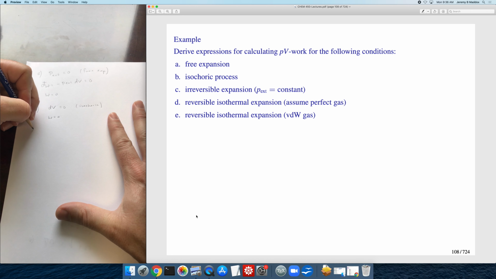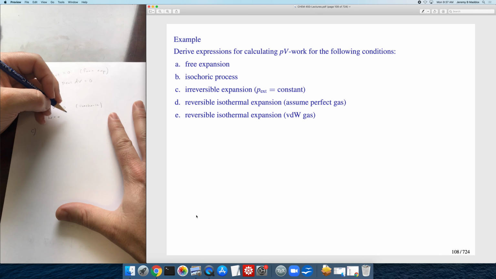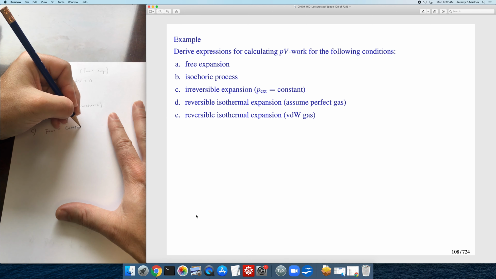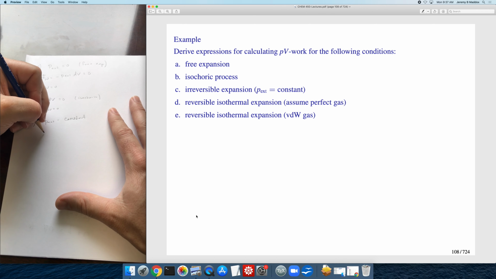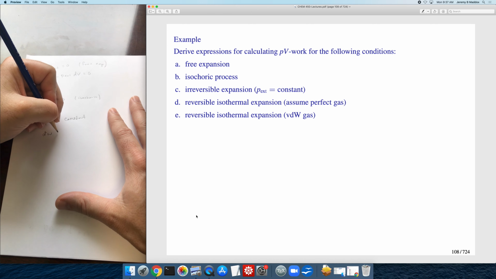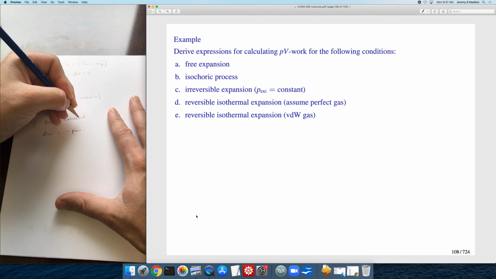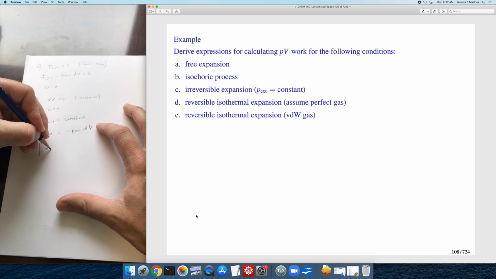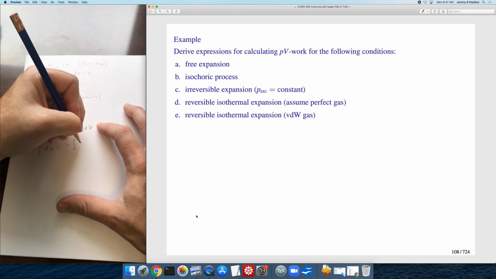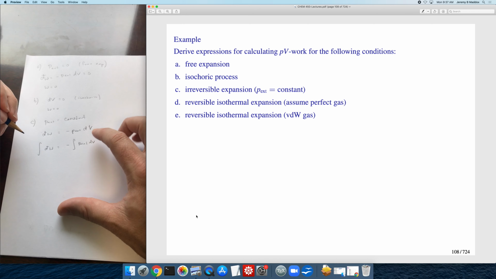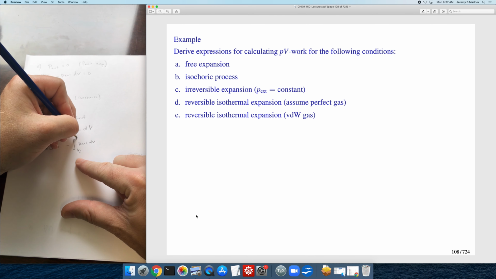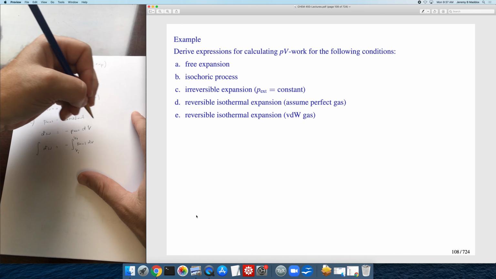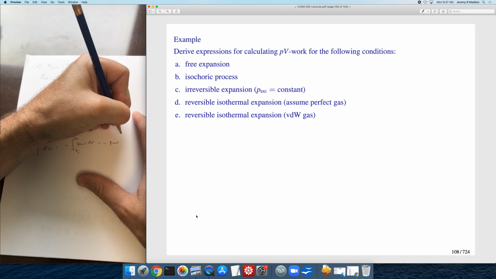Part C. Here we're considering an irreversible expansion where the external pressure is a constant. Okay, so we're told that the external pressure is constant. So when we go to calculate the work, here was our infinitesimal definition of PV work. In order to integrate this, we would integrate it from the initial volume to the final volume. In this case, the external pressure comes outside of the integral because it's a constant.